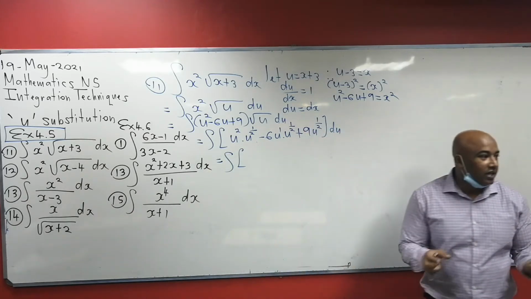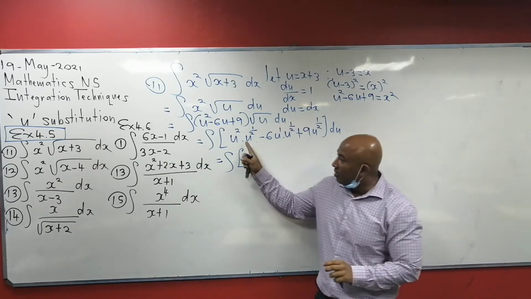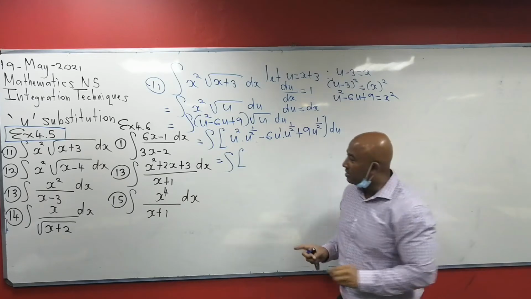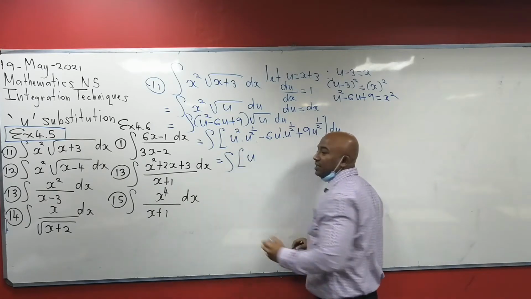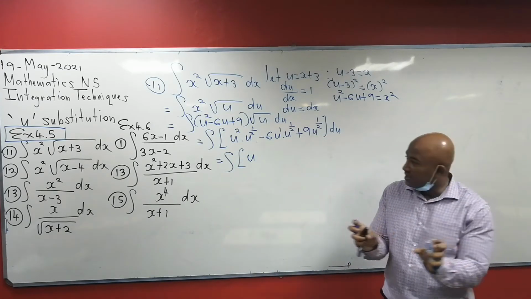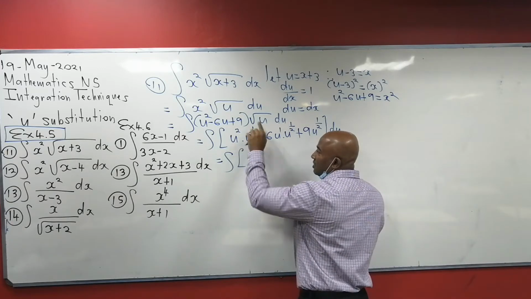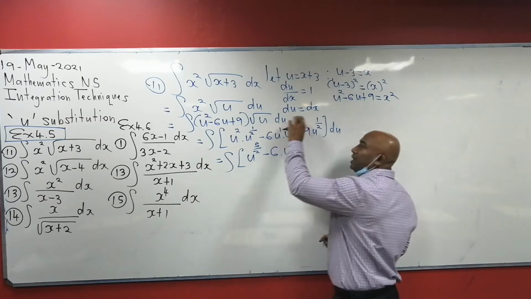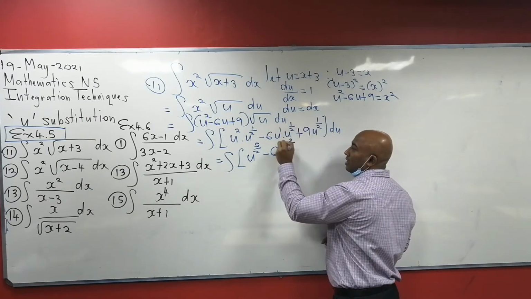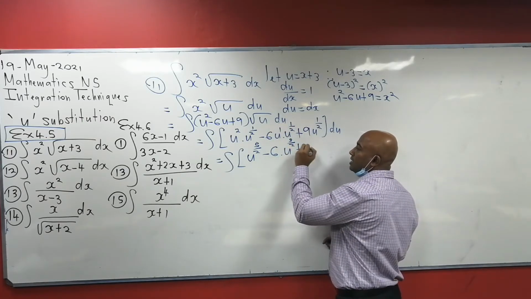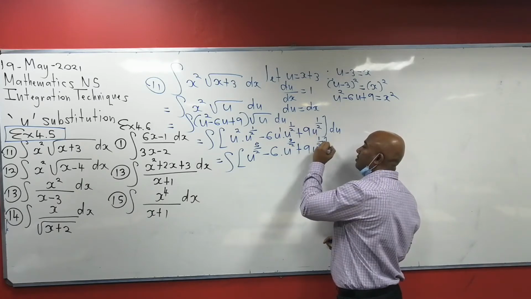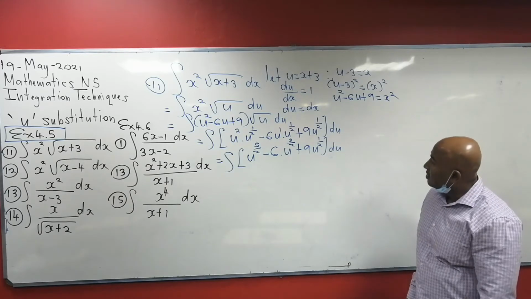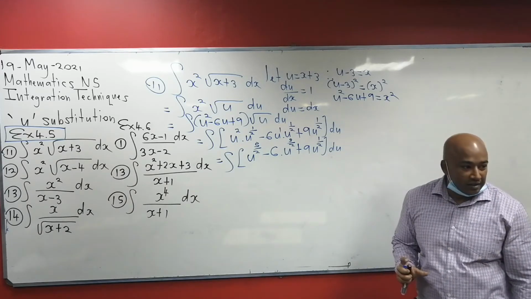So I'm multiplying here. I need to simplify further. So we go back to our exponent laws. When you are multiplying and the bases are the same, write down the base once and add the exponents. So you're going to add it up. 2 plus half is 2.5, which is 5 over 2. 1 plus half, which is 1.5, 3 over 2, plus 9 u to the power half du. So we simplified. So now we can integrate each one.